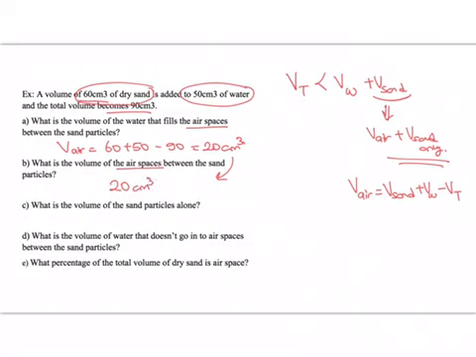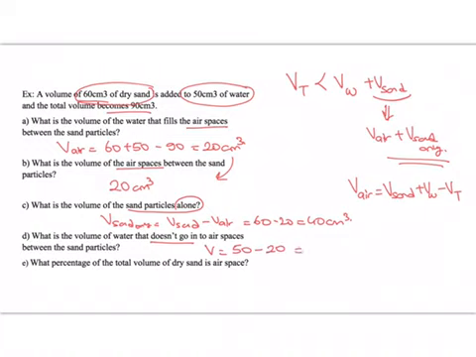C was the volume of the sand particles alone without air space. So the volume of sand only is equal to the volume of sand minus the volume of air, which is equal to 60 minus 20, 40 cm³. What is the volume of water that doesn't go into the air spaces between the sand particles? It is equal to the volume of water, 50, minus 20 cm³ going into air spaces, so the rest will rise in the cylinder.